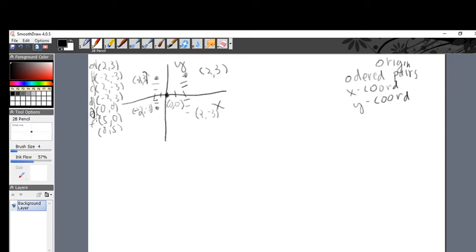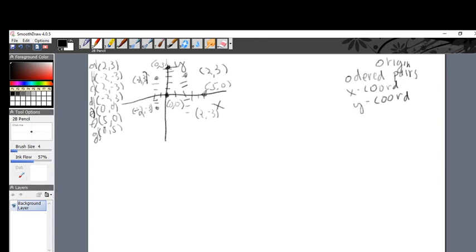F, I have to plot the point (5, 0). So you start at the origin. You go 1, 2, 3, 4, 5. Don't go up, don't go down. It says 0 there, so don't go anywhere. (5, 0). And finally, G, which says (0, 5). Start at the origin. 0 means don't go right, don't go left, just stay there. And 5 means go up: 1, 2, 3, 4, 5. Here's the point (0, 5).